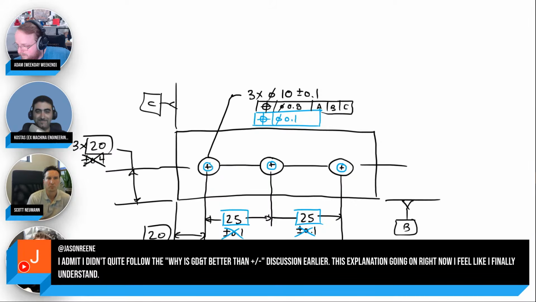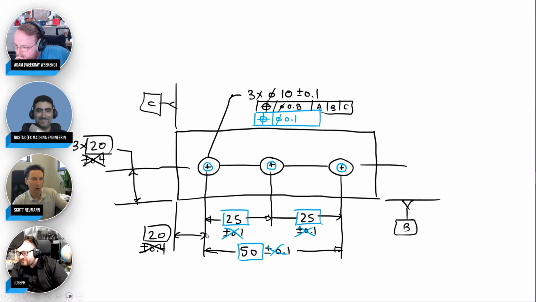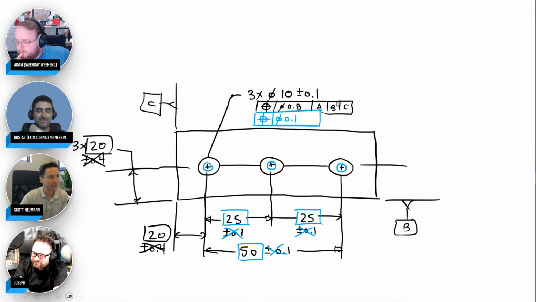This explanation going on right now, I feel like I finally understand. So this is a great thing to go off script with. Oh man, it's so much more than square tolerance zone versus round ones. That's how it gets sold to people. They're like, well, plus minus creates a square zone, this creates a round zone. It's like, yeah, that's cool. But look at all this other cool stuff you can say. And we haven't even gotten into how cool the datum reference frame can be.